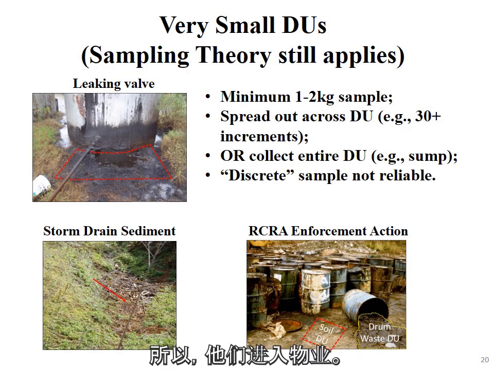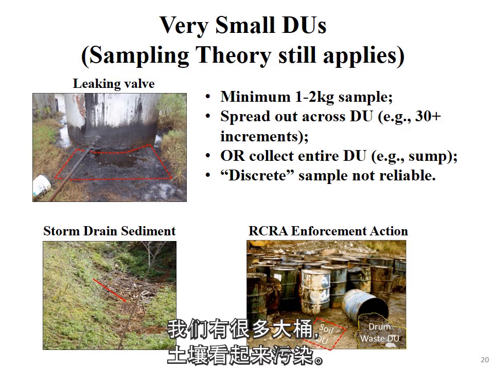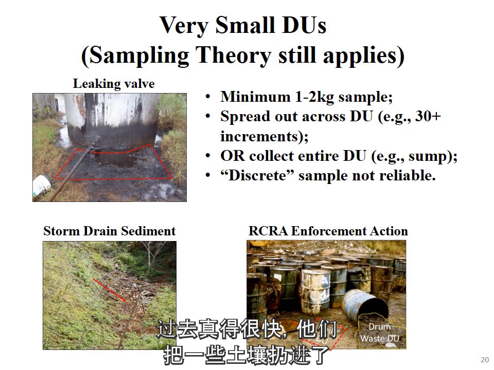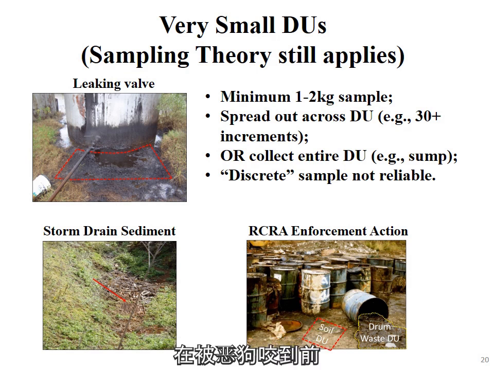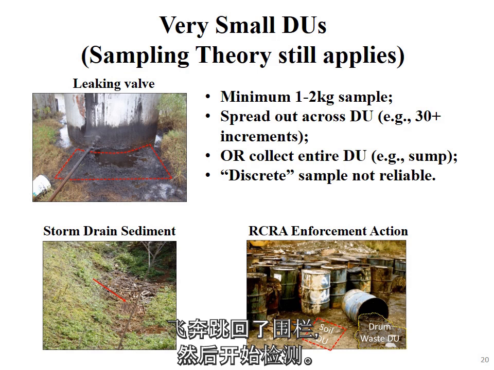So they go into a property. There's obvious potential problem in there. A lot of drums. The soil looks contaminated. Real quickly in the past, they would just throw some soil in a 4-ounce jar, a discrete soil sample, run and jump back over the fence before the dogs get them, and have that tested.